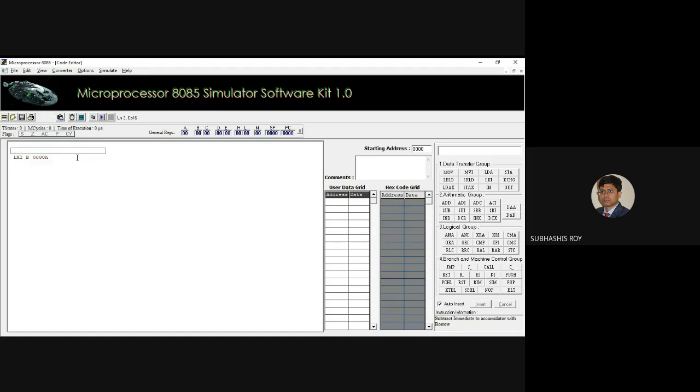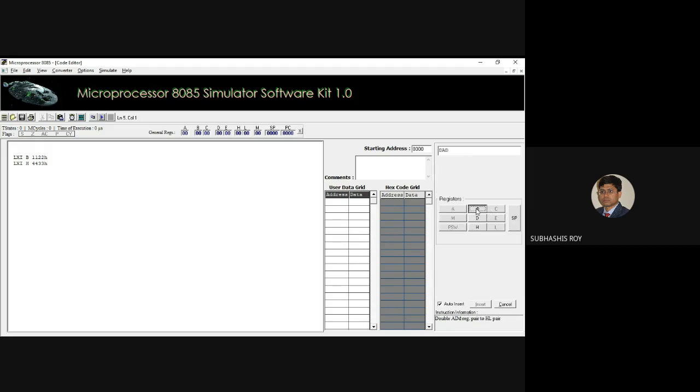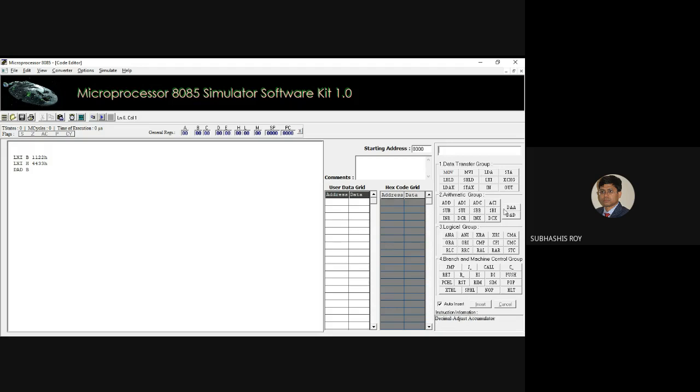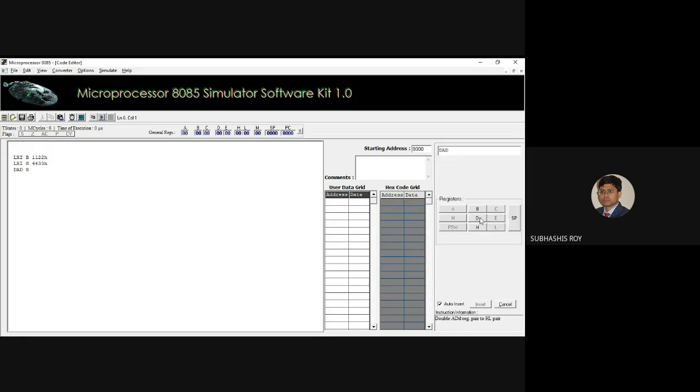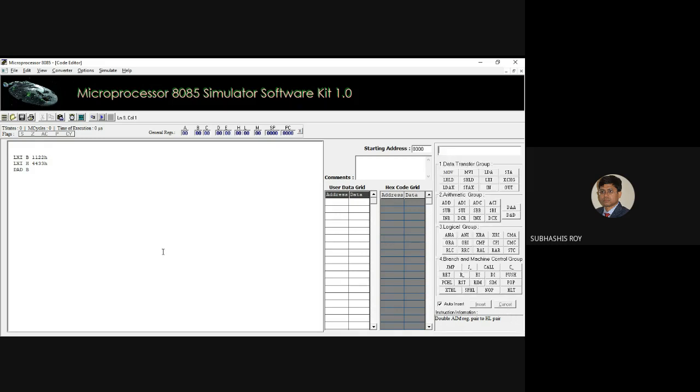LXI B, I am taking the first number as this, and LXI H, the second number as this. The DAD instruction performs the addition operation between the HL pair and the pair of any other register, like BC or DE or the stack pointer. If I click on this, you can see the BC pair is there, the DE pair is there, the HL pair is there, and the stack pointer is there. So these are the things you can do.